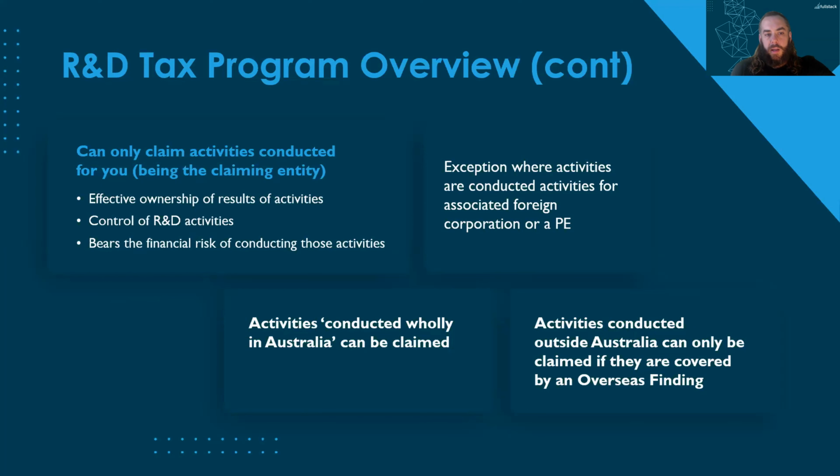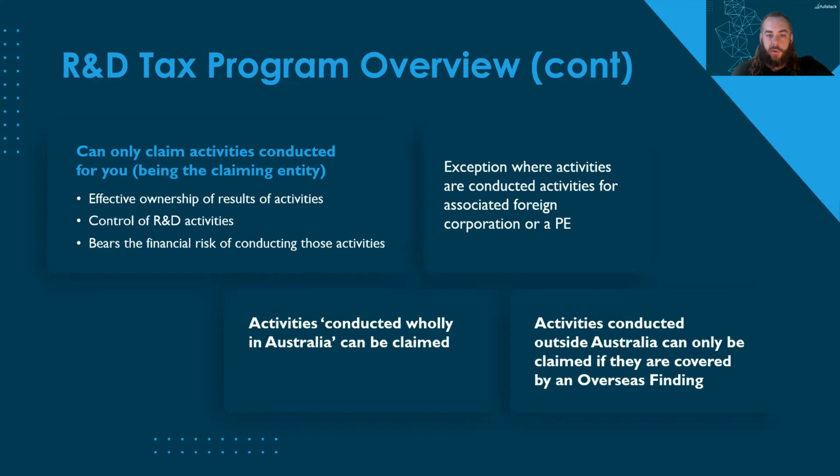You can only claim activities being conducted for you, being the claiming entity. That generally looks at who has effective ownership of the results of the activities, so who owns or controls the IP, who controls the R&D activities, who bears the financial risk of conducting those activities. So if you're being paid by someone else to conduct activities on their behalf, they're the claimant rather than yourself. There is an exception to those on behalf rules where you are conducting activities for an associated foreign corporation or a permanent establishment. There are some additional rules around that.